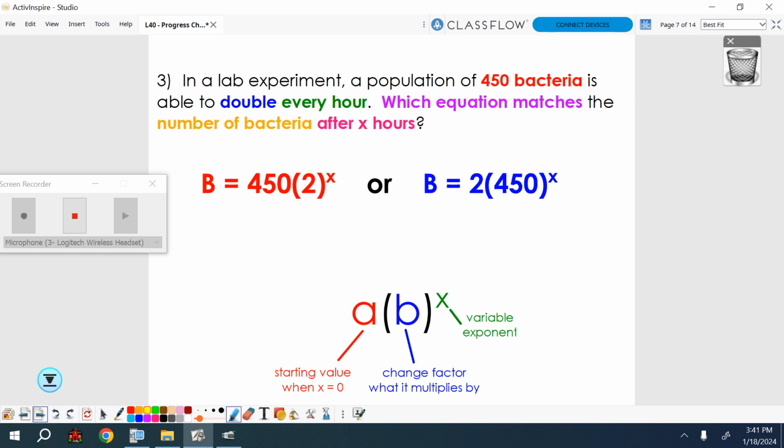Looking at this problem, same idea. In a lab experiment, a population of 450 bacteria is able to double every hour. Which equation matches the number of bacteria after x hours? So again, we're starting with 450 bacteria, so that's going to be our start value. And it's doubling, that's how it's changing, every hour. So when you look at your equations, we want to start with our start value. So this is going to be our equation.